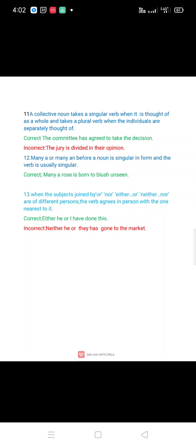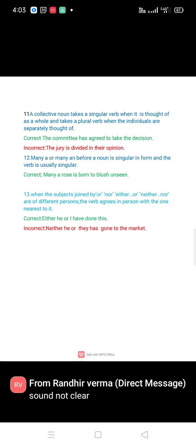Here you can see either he or I. Here first person I and third person he is used here. So different persons. Okay, and these two subjects are joined by either or. So the verb here agrees in the person nearest to it.